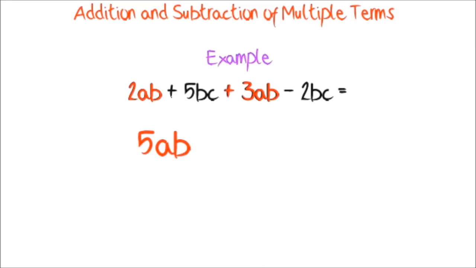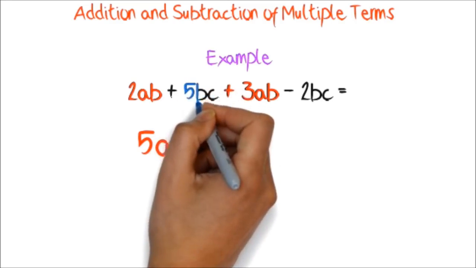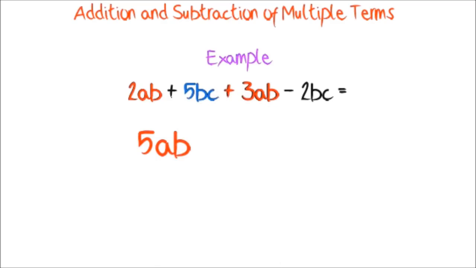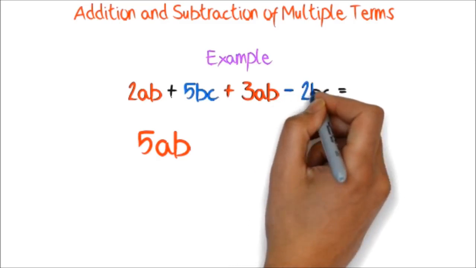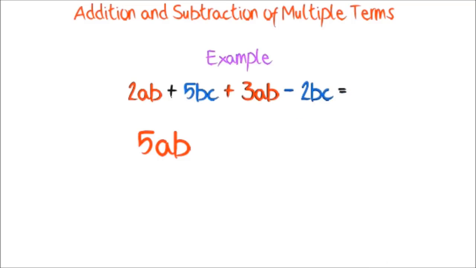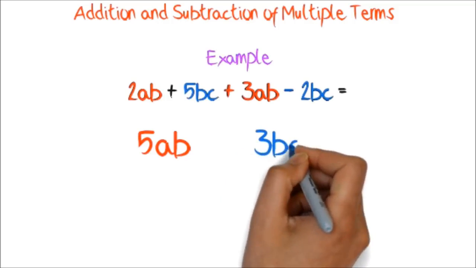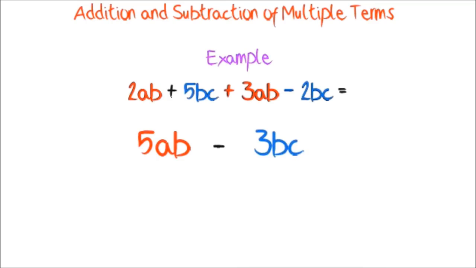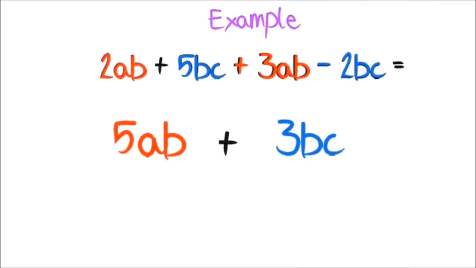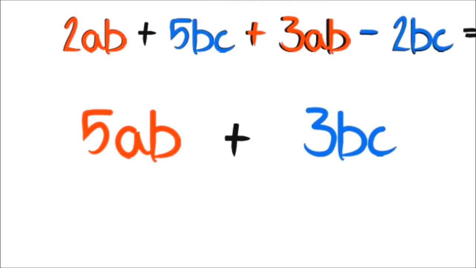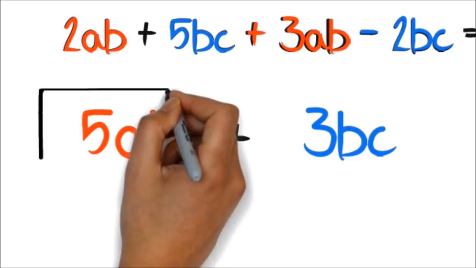5ab. Next, we pick the 5bc. We look for another term with bc. Here we have negative 2bc. We work on 5bc minus 2bc to get 3bc. We cannot add 5ab and 3bc since they have different letters after them. So that is our final answer.